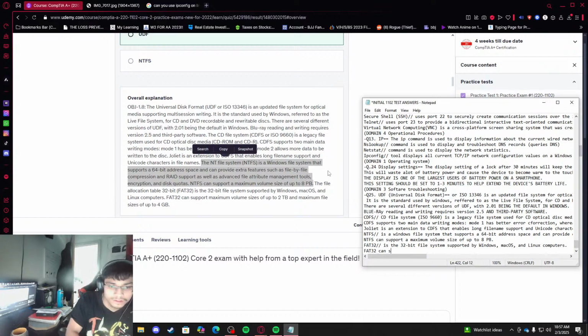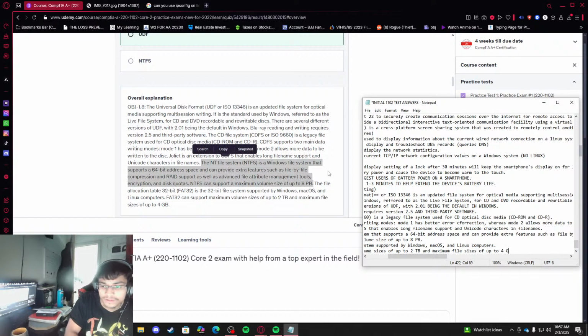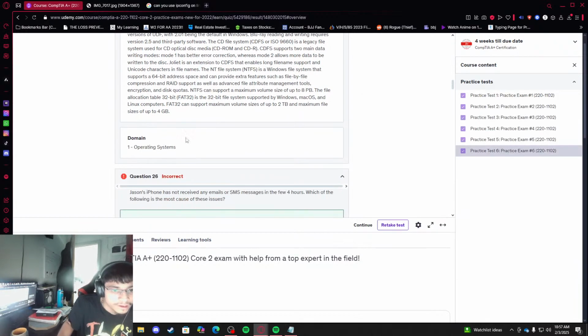FAT32 can support volume sizes of up to 2 terabytes and maximum file sizes of 4 GB. Okay.